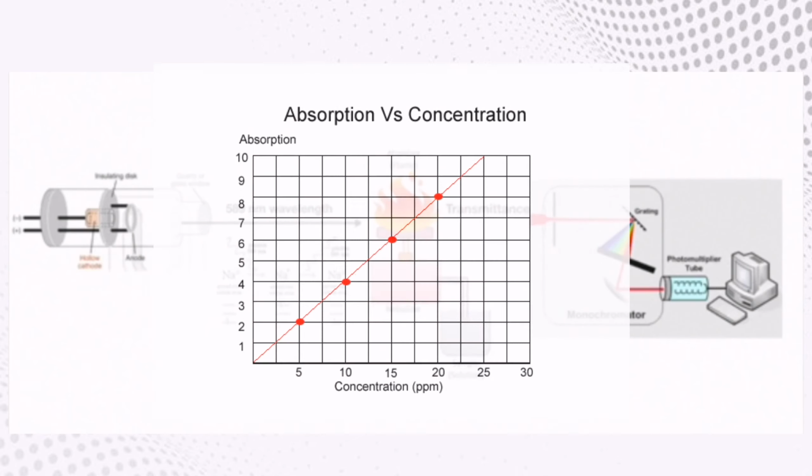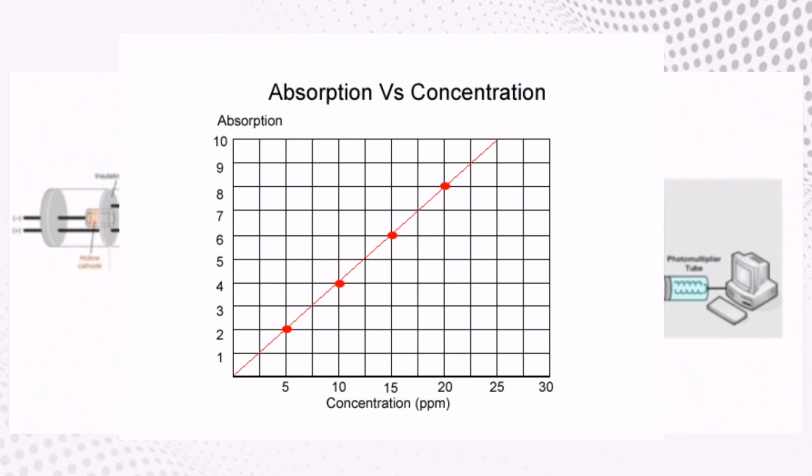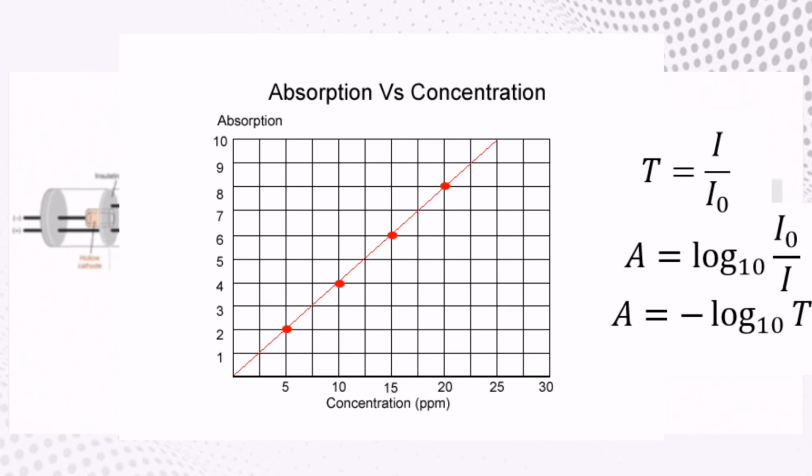Here a graph is obtained. The graph obtained is of absorbance versus concentration. What we measured is transmittance, but with Beer-Lambert's law we can obtain absorbance from this transmittance. That is, absorbance is equal to log of 1 by transmittance, log 1/T. So from transmitted light, absorbance is obtained.